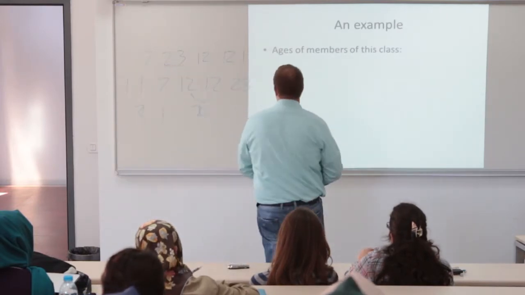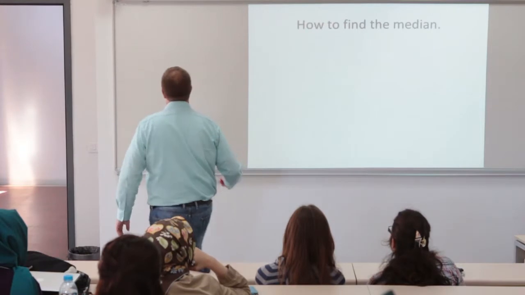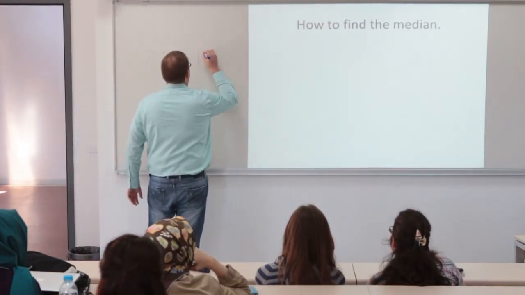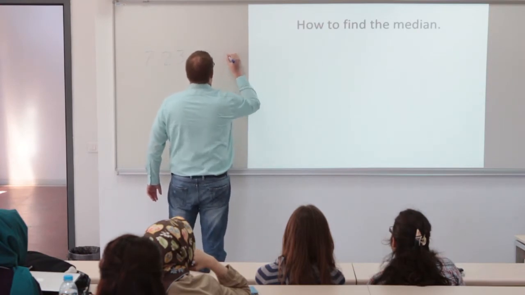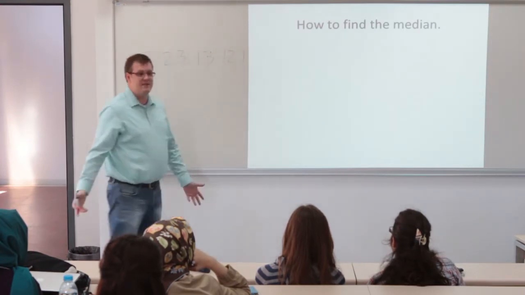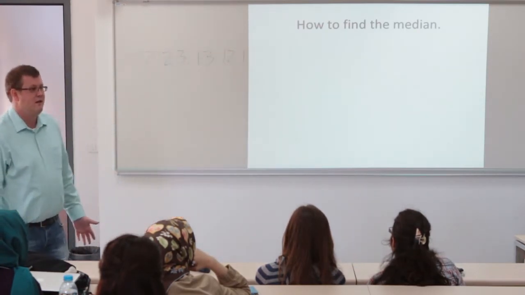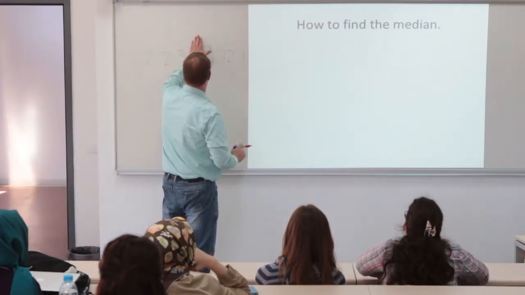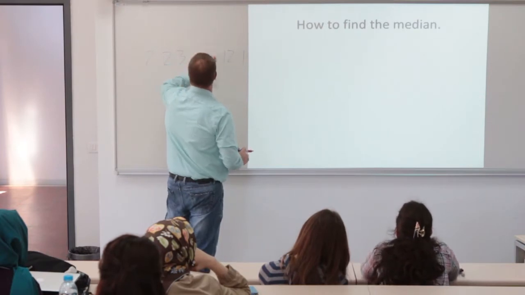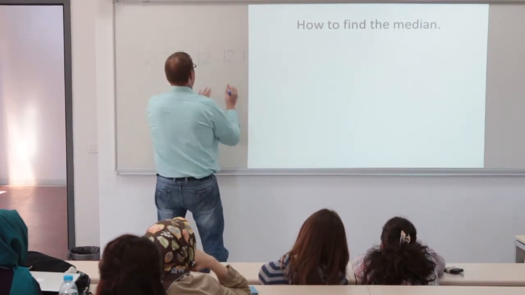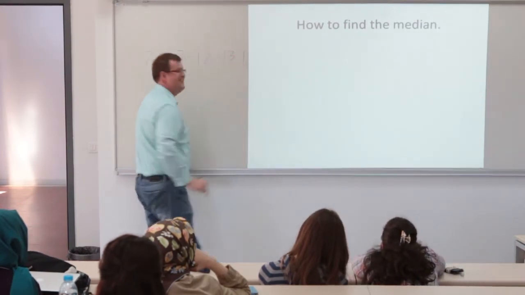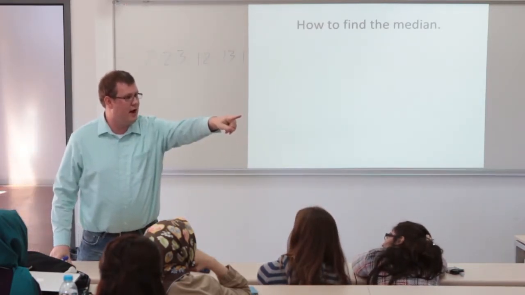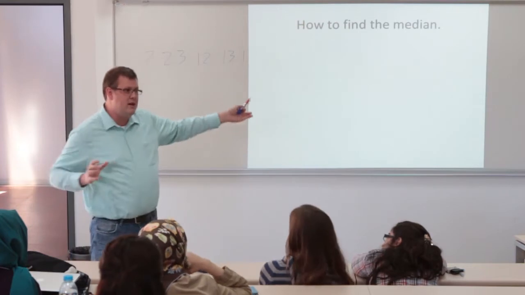Okay, so an example. Let's get the ages of the members. So we had a value of 7, we had a value of 23, we had a value of 13, we had a value of 12, and we had a value of 1. What's the middle one? 13. Let me make this 12, and let me make this one 13. But actually, we have to make it in order. We need to put them in order.